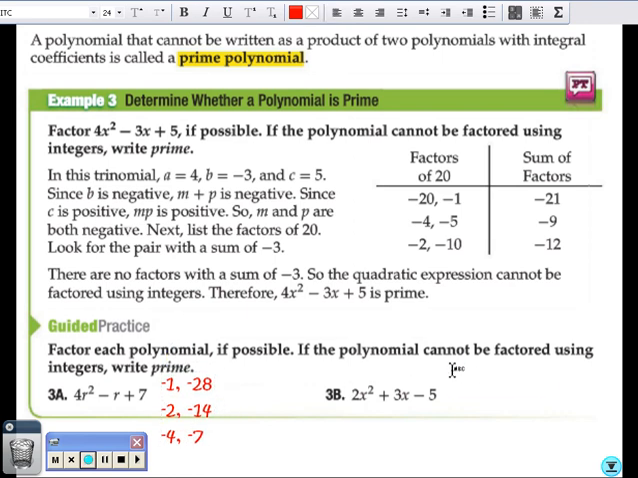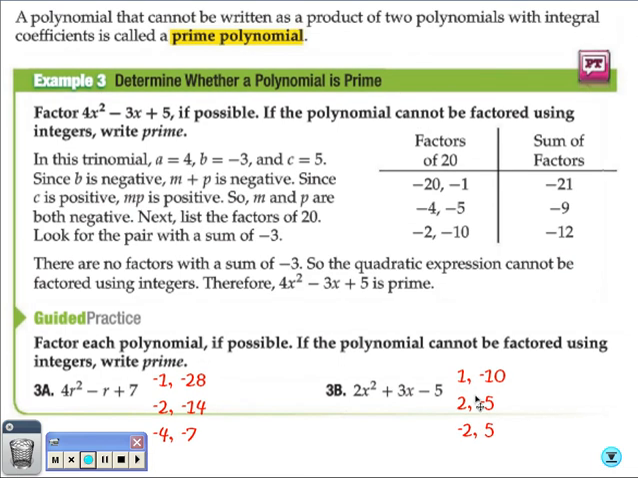Let's take a look at this one just to be sure. 2 times negative 5 is negative 10. So let's find factors of negative 10. We have 1 and negative 10. We have 2 and negative 5. Uh-oh, look what I noticed. This one I could factor. If I make this a negative 2 and this a 5, that adds up to 3. So this one over here, we could factor. Right? This one, we can do.